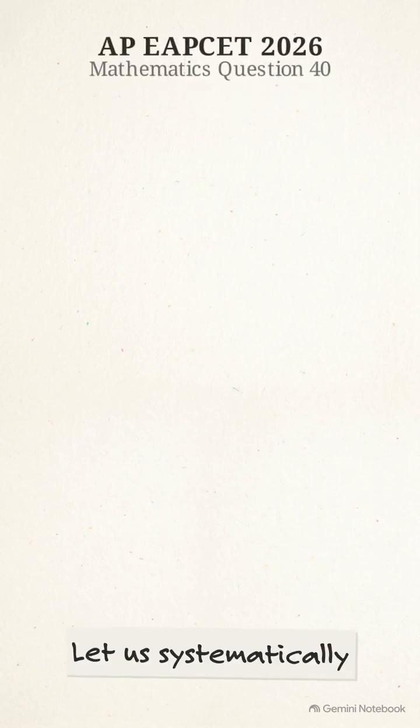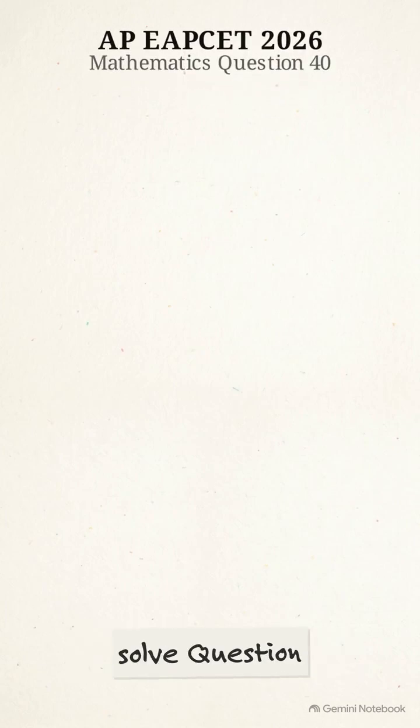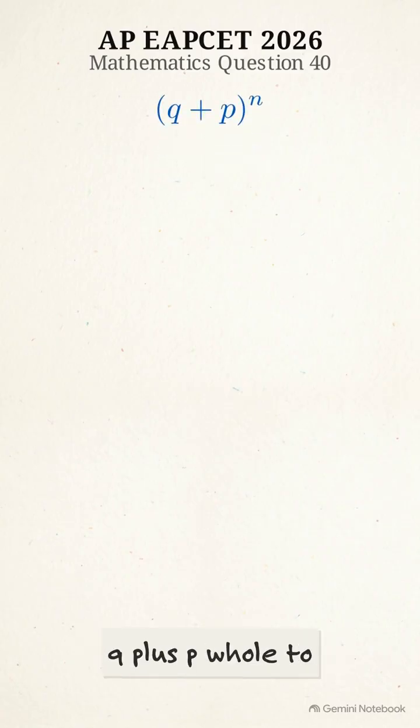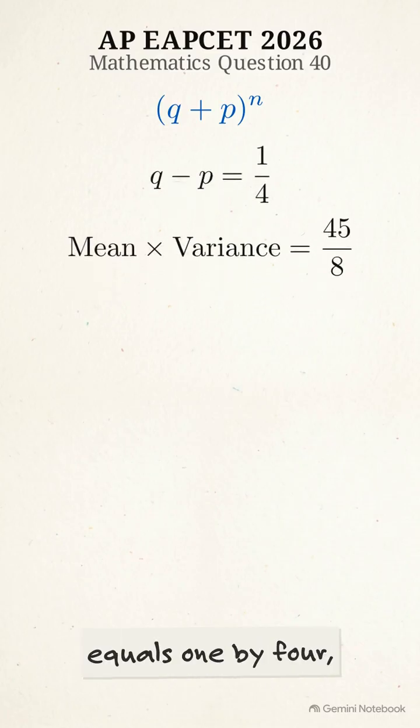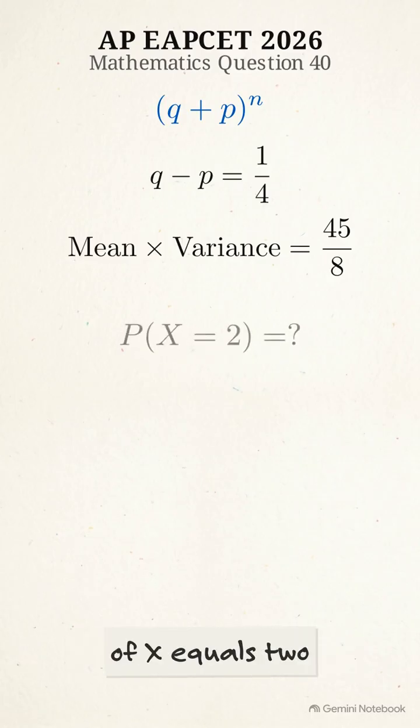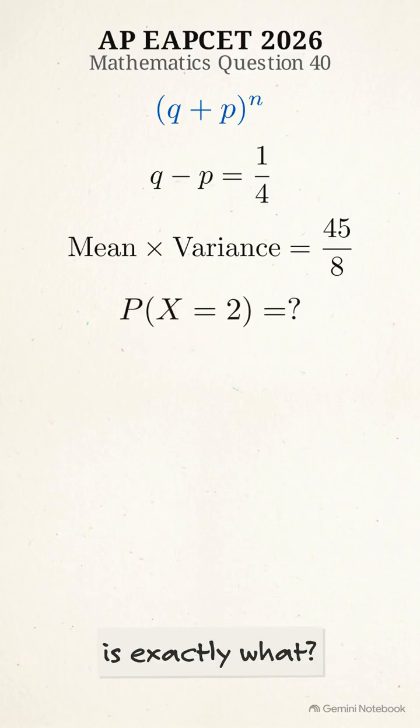Hello, students. Let us systematically solve question 40 from the AP EAPCET 2026 mathematics paper. The question reads, in a binomial distribution, (q + p)^n, if q minus p equals 1 by 4, and the product of its mean and the variance is 45 by 8, then probability of x equals 2 is exactly what?